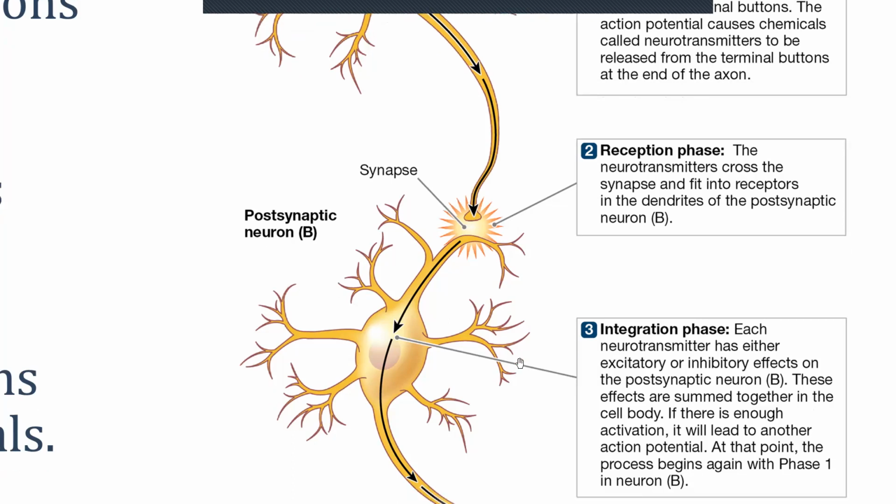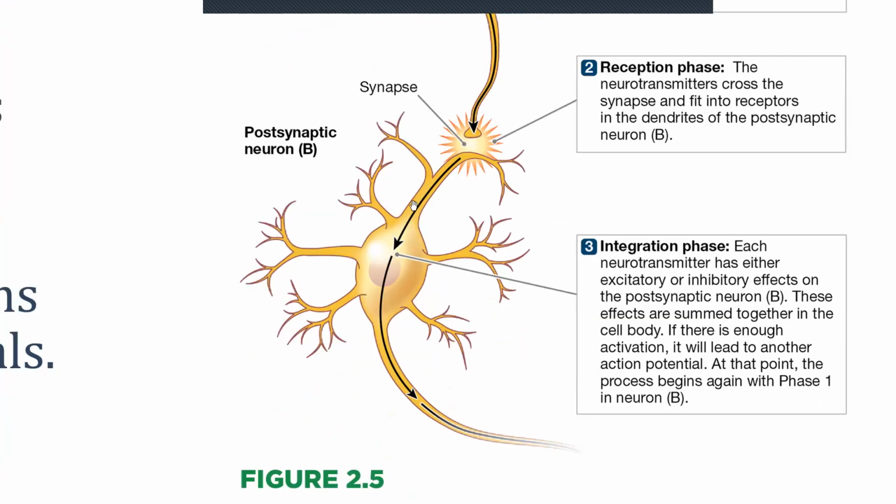The integration phase is that this second neuron is going to start summing up this signal as well as all the other ones that it's receiving. When it receives signals, they can be of two types, as it says in this little box here. They can be excitatory or inhibitory. Excitatory makes it more likely that this neuron will have an action potential. Inhibitory signals are telling it to stop having action potentials.